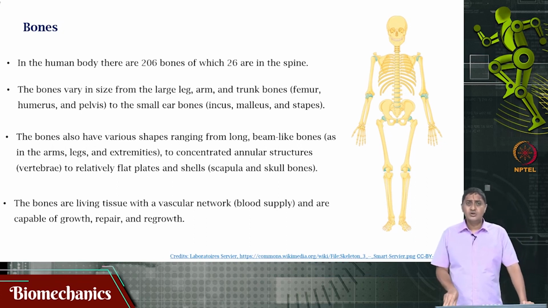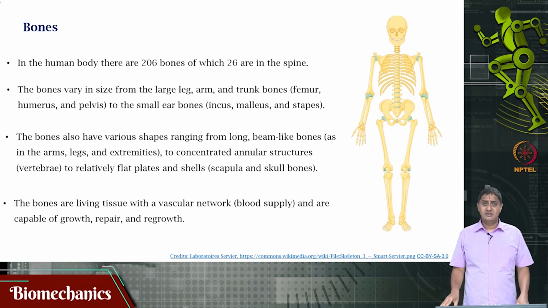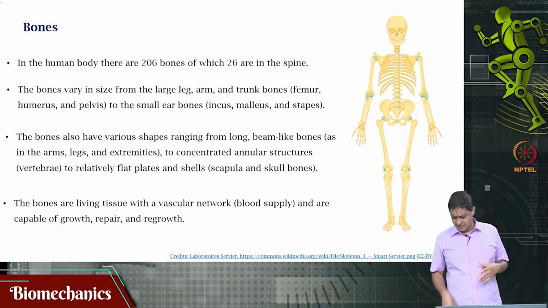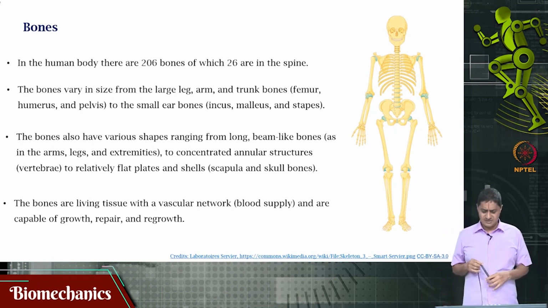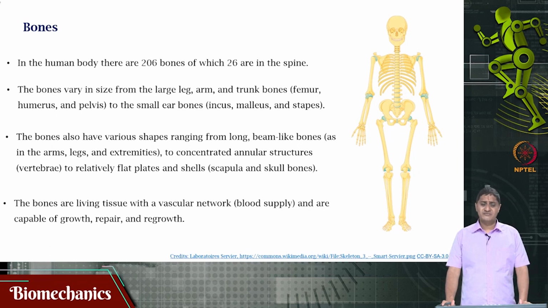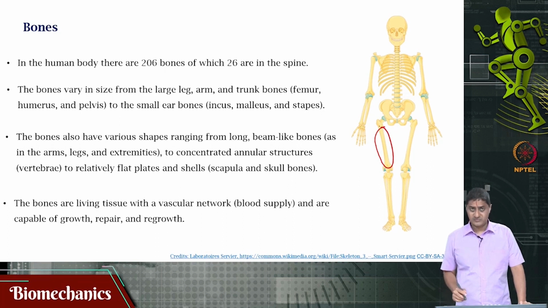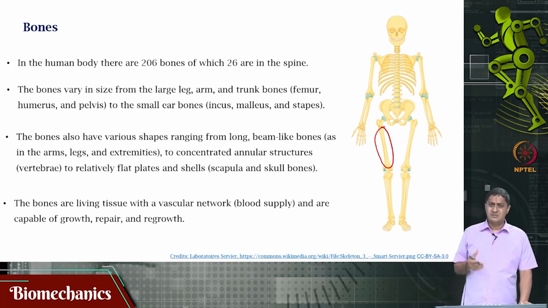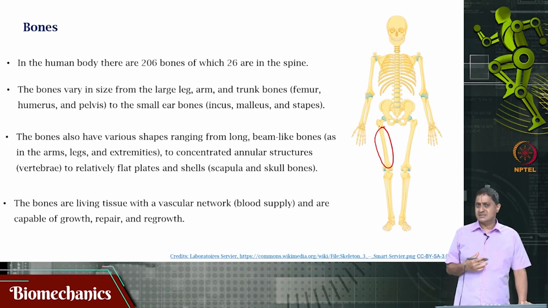There are 206 bones within the human body. Of these, 26 bones are present in the spine alone, and they are of different types. They come in various sizes and shapes. Some of these are long and hollow bones. For example, the femur, a very long bone. Practically, it can be modeled as a cylinder, although not exactly. It's a long bone.